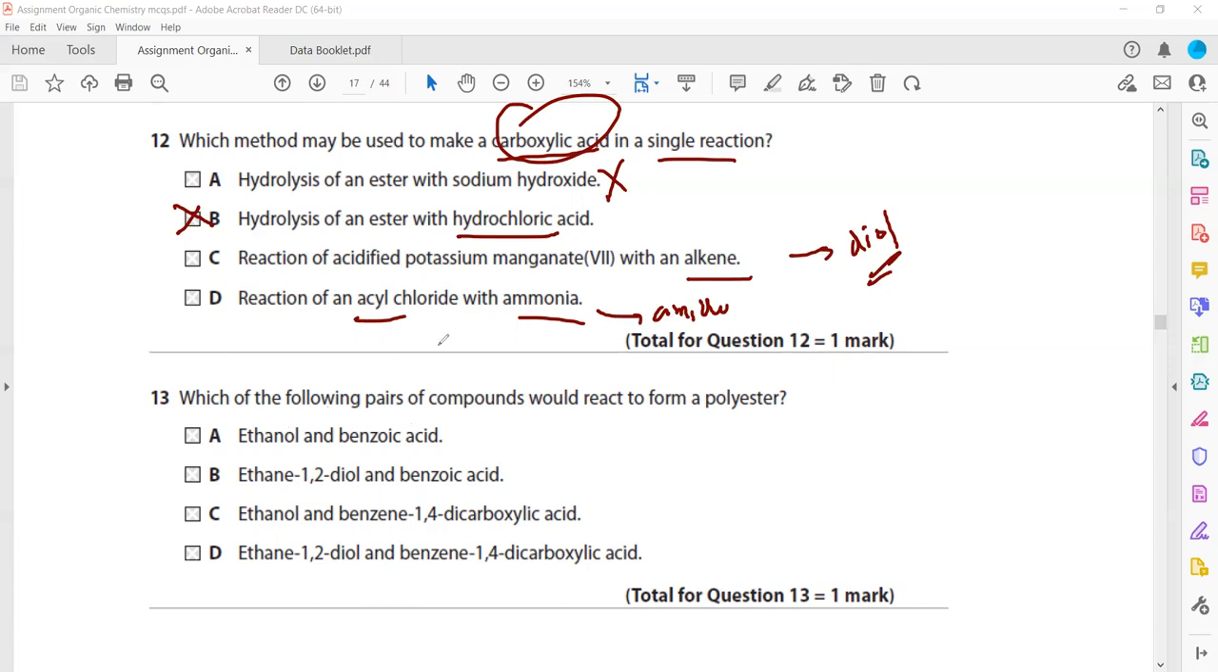In 13, which of the following pairs of compounds would react to form a polyester? To form a polyester, it should be either a diol, like alcohol mixed with alcohol, or carboxylic acid mixed with alcohol, or amine mixed with carboxylic acid, or it should be ethanoyl chloride mixed with alcohol.